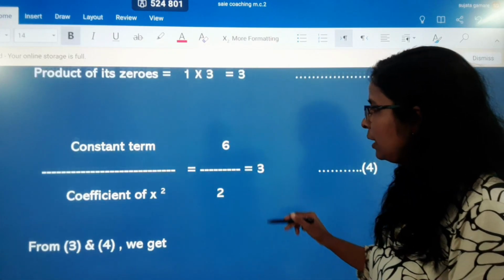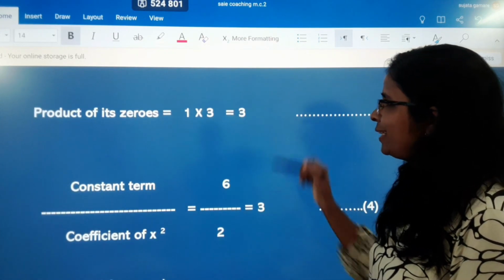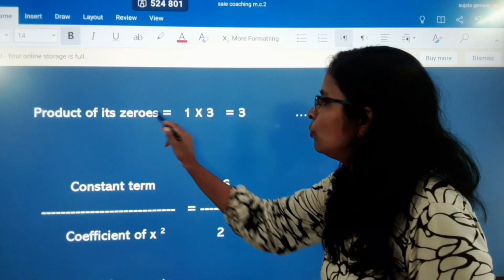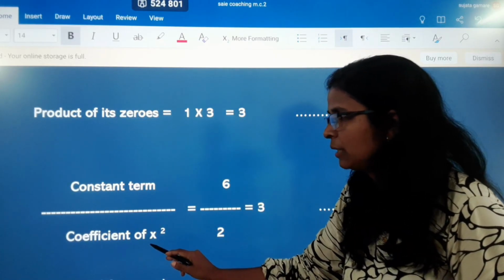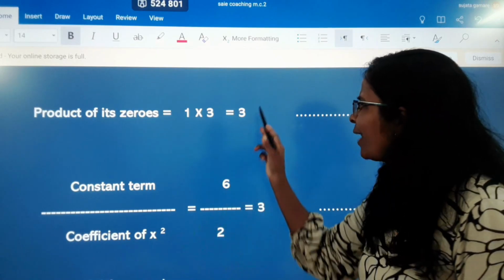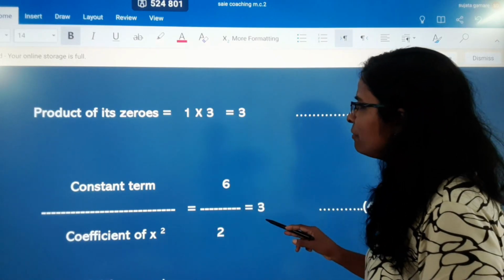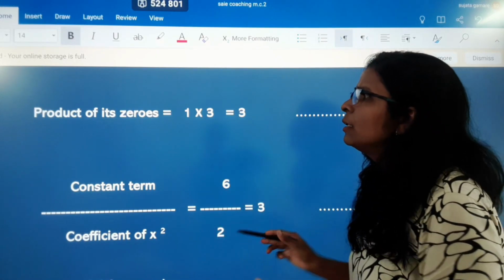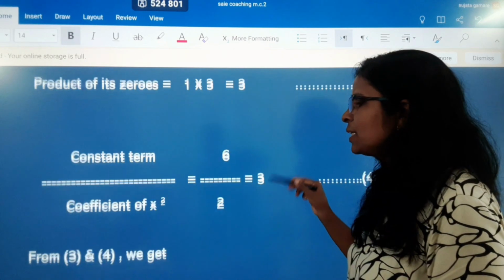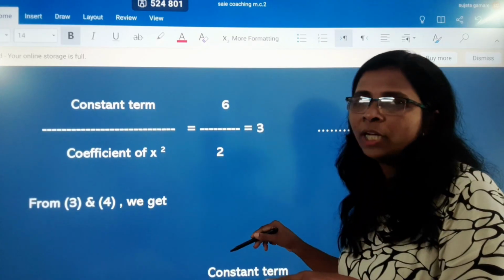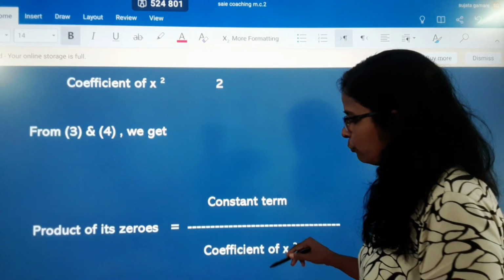So from 3 and 4, we say that the product of its zeros is equal to constant term upon coefficient of x square. Okay, see, they are equal. These two equations are equal. That means the product of its zeros is equal to the constant term upon coefficient of x square. We get this formula. This way we get the formula.